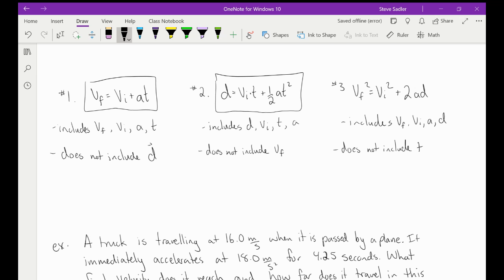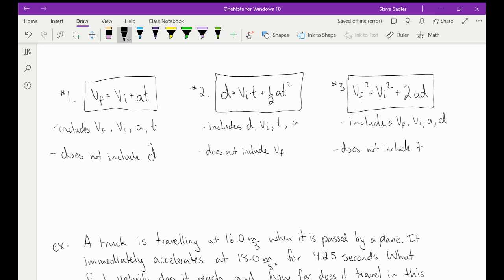So they all have a different combination of the values that we are solving for. And it's up to you to choose which one you need to use. This is why making that list of knowns and unknowns is really going to help, because it's going to show you which formulas you can use. So you don't have to memorize these. These are all on your formula sheet, but you do need to know how to use them.